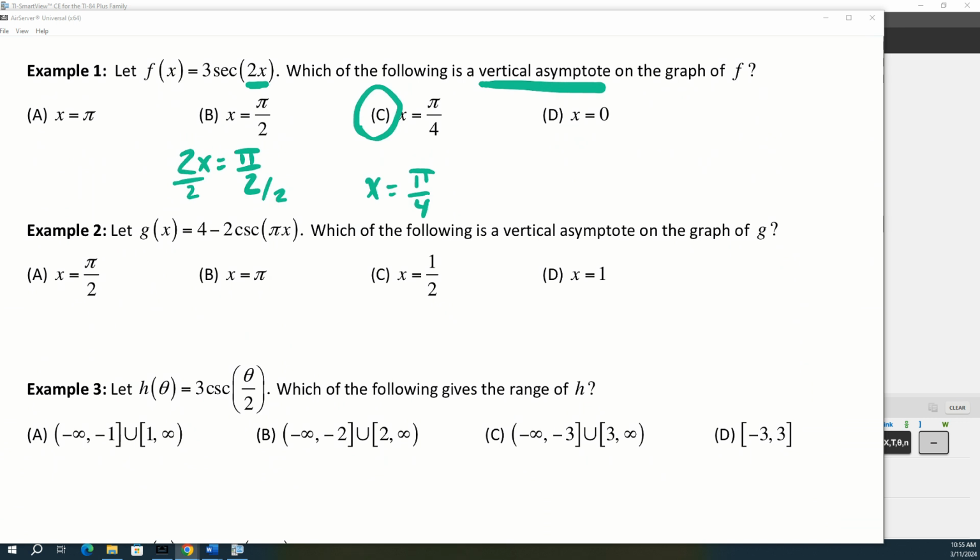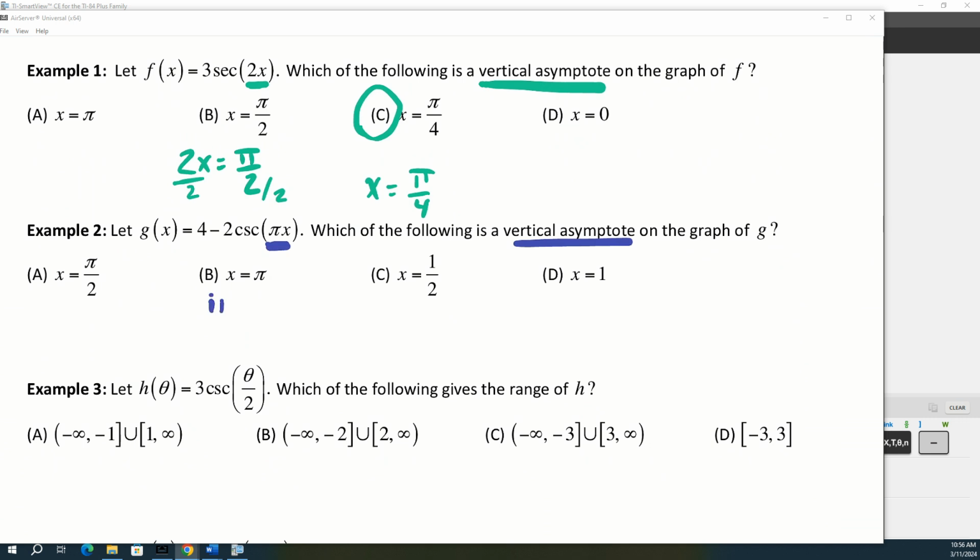Okay, so for example 2, we have a lot of transformations. We have a vertical translation. We have a reflection across the x-axis. We have a vertical dilation, and we have a horizontal dilation. But this one is still asking you for a vertical asymptote. So still, what's inside the parentheses is the only thing that has an effect on that vertical asymptote location.